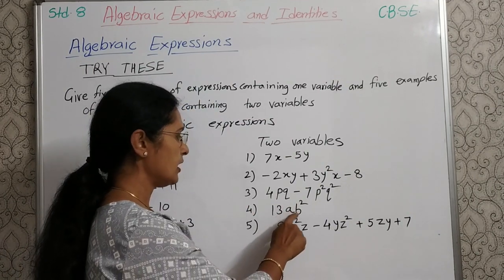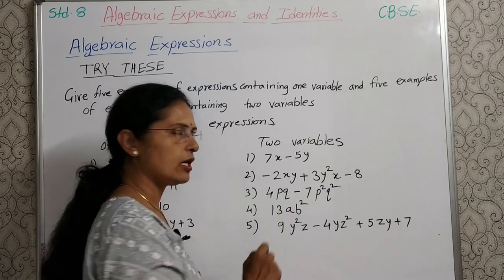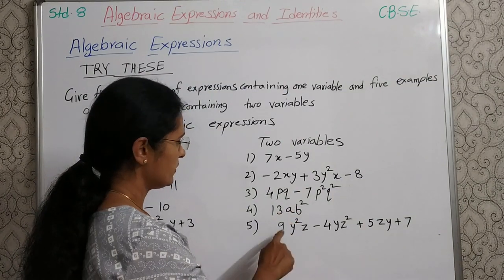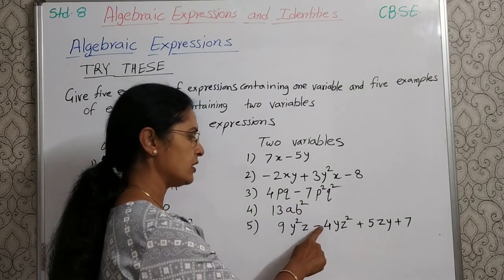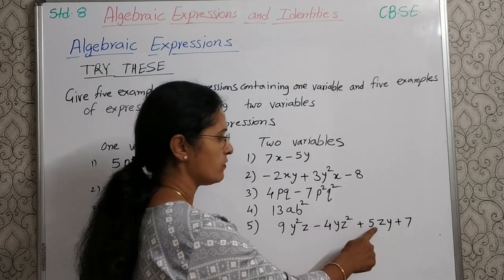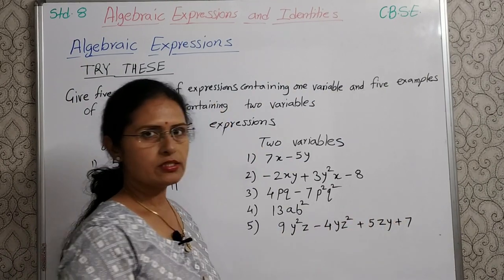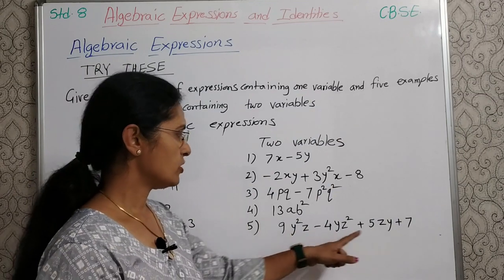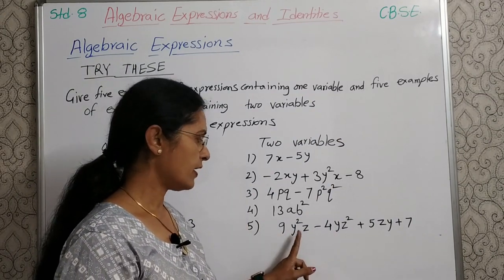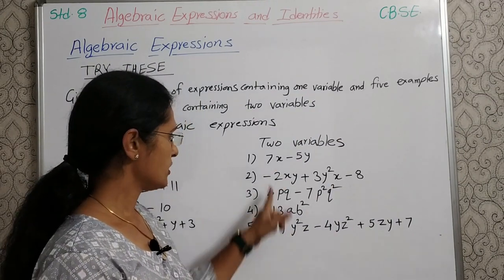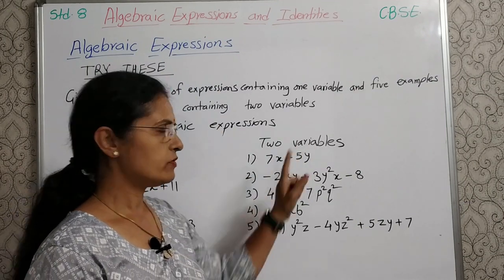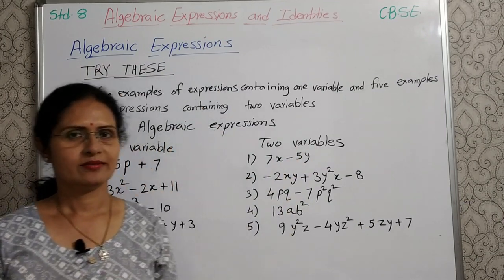Fourth, 13ab square. So here a and b are the two variables. And fifth, 9y square z minus 4yz square plus 5zy plus 7. So here also there are two variables, y and z. So these are all algebraic expressions with two variables.